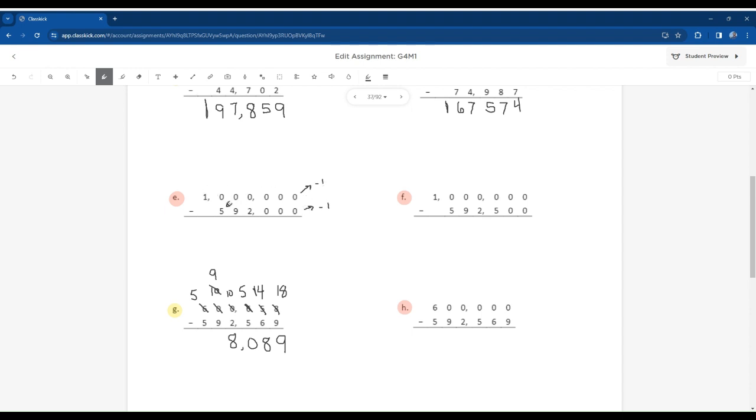So 1 million minus 1 is 999,999. And then I'll also take 1 away from this number as well. So 592,000 minus 1 will be 591,999.